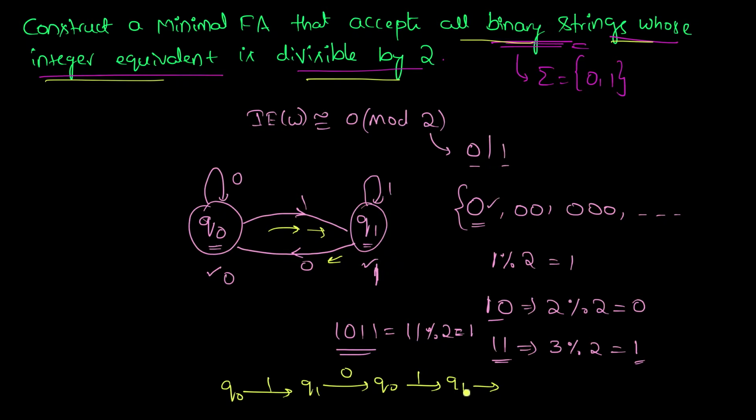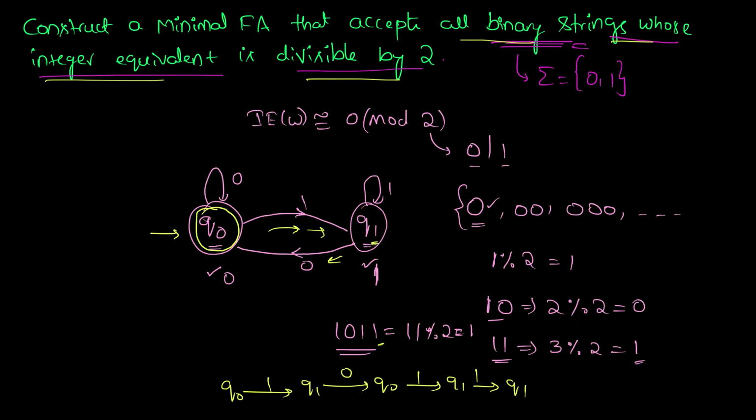On seeing 1 at Q1, I will be in Q1 itself. Since we are done with the string, I will be in Q1 and I say I have remainder 1, right? This Q1 corresponds to the remainder 1 and Q0 corresponds to remainder 0, right? So this is our DFA, and we can say Q0 is our final state, right? I can see Q0 has all the transitions over zeros and ones, and Q1 has transitions over 0 and 1. So we can say this is a DFA.